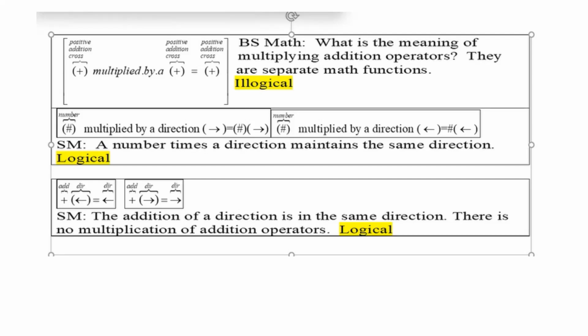BS math is illogical. A number multiplied by a direction gives a number times that direction, and multiplied by a direction in the opposite direction gives a number in the opposite direction. A number times a direction maintains the same direction in SM logical math. In SM, the addition of a direction is in the same direction. There is no multiplication of addition operators. Again, SM math is logical.